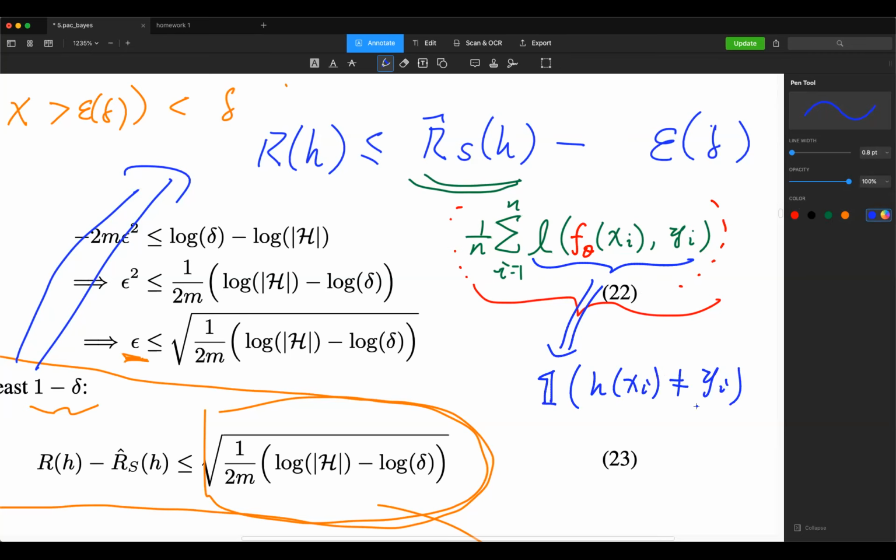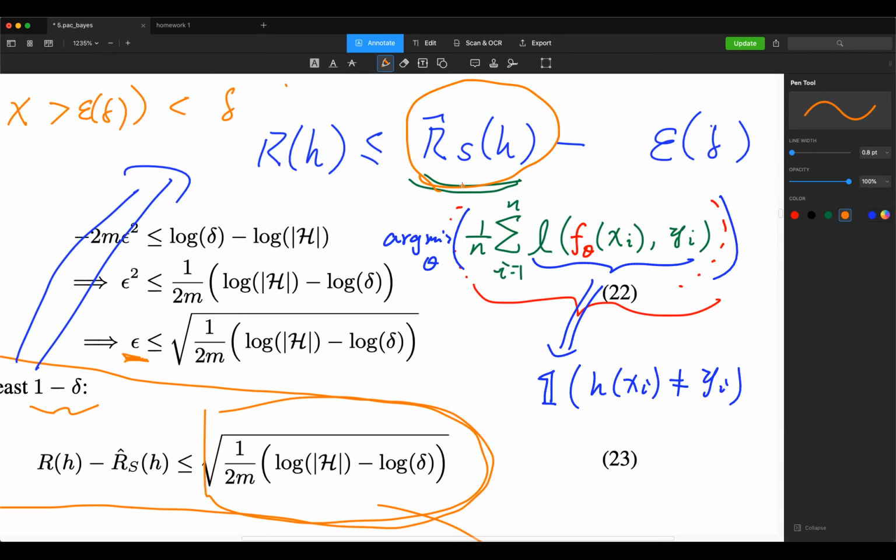So when we try to minimize, we say arg min over theta of this. Essentially, we try to find the minimum of your empirical risk. That's what we try to do in machine learning.